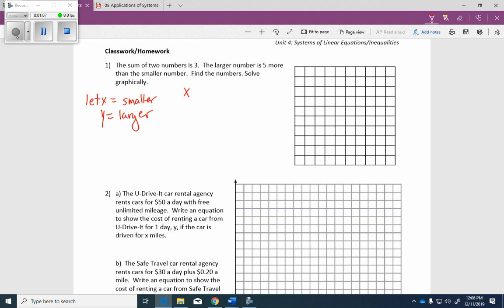The sum of the numbers, x plus y, is 3, and the larger number, which is y, is 5 more than the smaller number, meaning I'm adding 5 onto something. And it asks us to solve graphically. I could find the numbers by doing substitution. I can take this x plus 5 and substitute it into y, and I get the answers really quickly. But it really says solve graphically, so I'm going to have to do that.